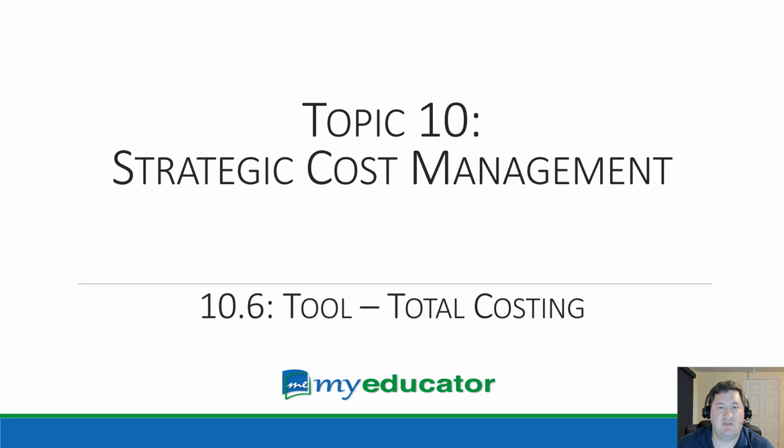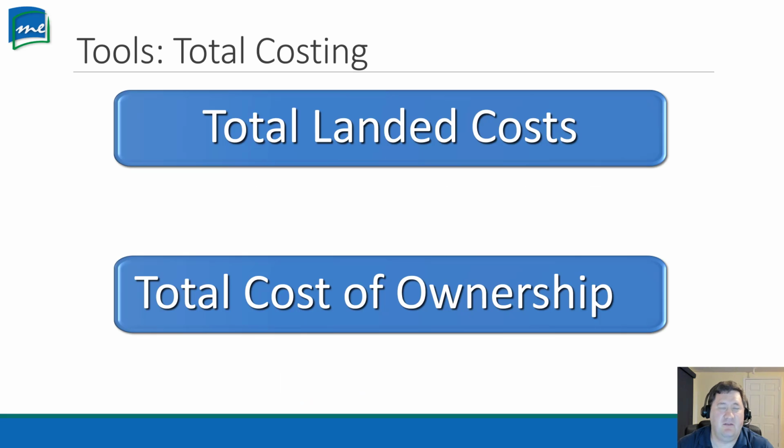So in topic 10, we also have total costing, where we look at the overall price of things. So we have two categories here. We've talked about total landed costs, where when you order something, the cost of that all the way until it gets to where you want it to be. That could be your warehouse, could be another warehouse, could be the customer. All those costs are associated with a landing cost.